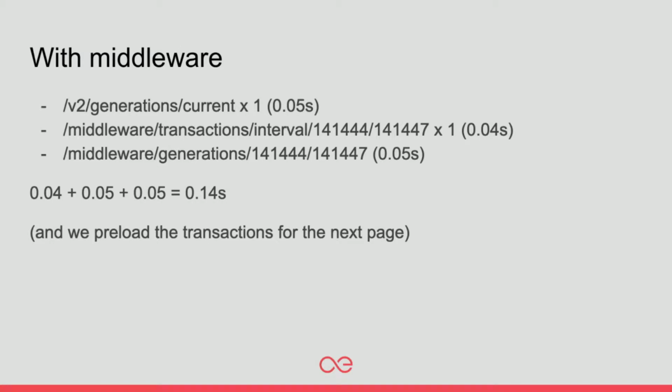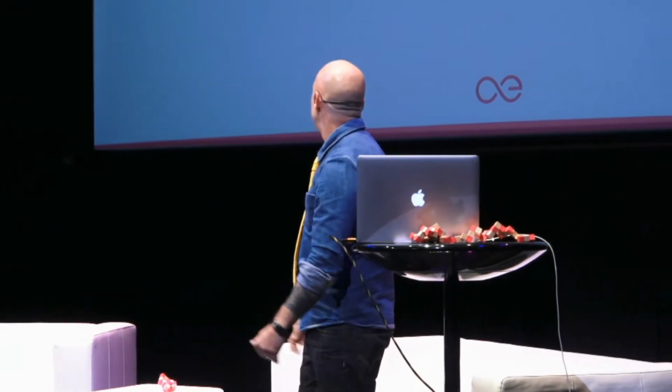So we made a little thin layer which stored the data in a SQL database, and we then got our queries down to 0.14 seconds, which was significantly better. And in the course of doing this, we preloaded the transactions for the next page where the user could get detail.